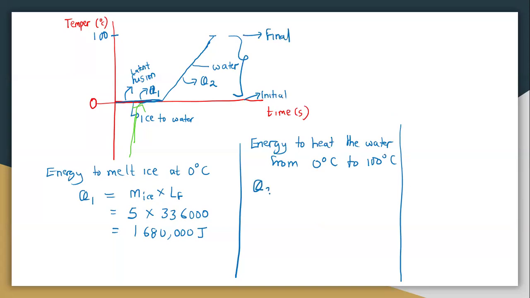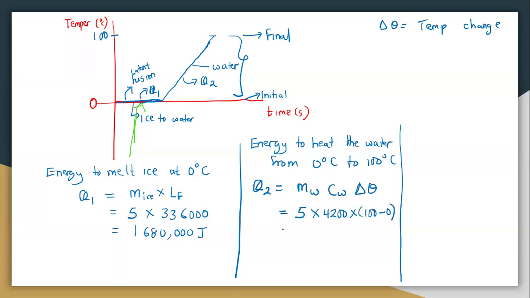So we shall say that the quantity of heat Q2 will equal the mass of the water, times the specific heat capacity of the water, times the temperature change. You can even label that ΔT, this one stands for temperature change. So I'll have the mass of water, which is 5, times specific heat capacity, which is 4,200, times the temperature change, which is 100 minus 0. So here I'll have 5 times 4,200, then times 100. So when you place the calculator, you'll have 2,100,000 joules.